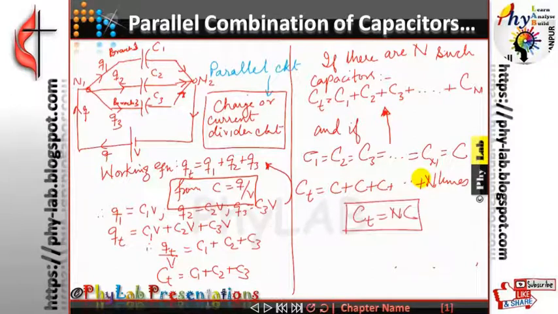So remember, in parallel combination, the net capacitance of the circuit always increases, whereas in series combination you have seen the net capacitance decreasing. So whenever you have to increase the capacitance of a circuit, connect the capacitors in parallel. If you want to decrease the capacitance of the circuit, connect the capacitors in series.